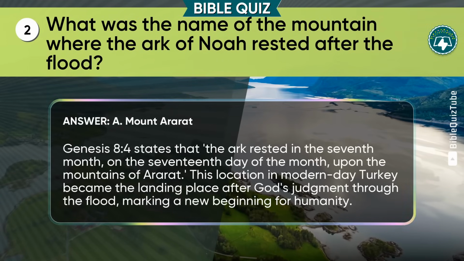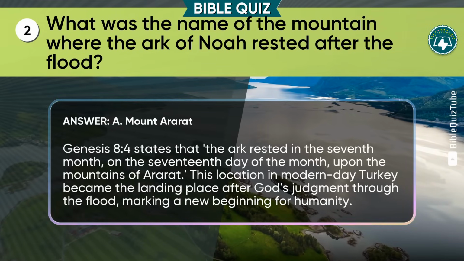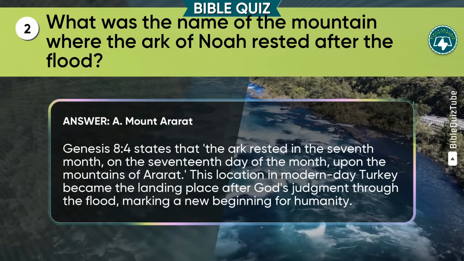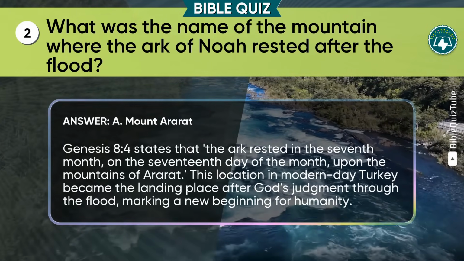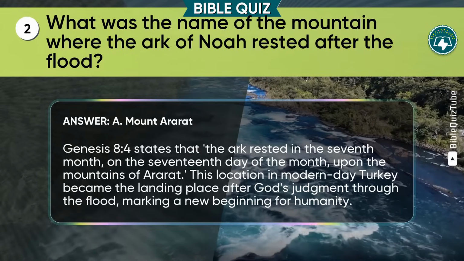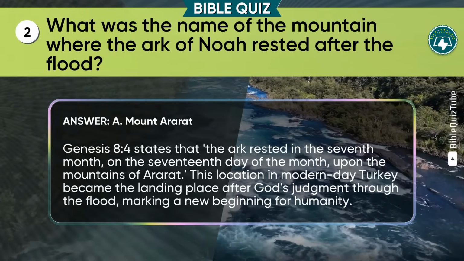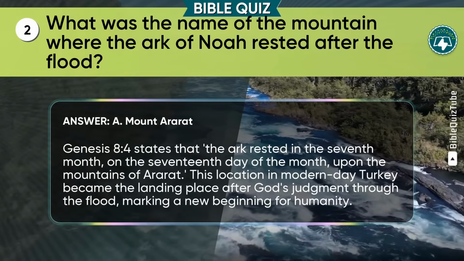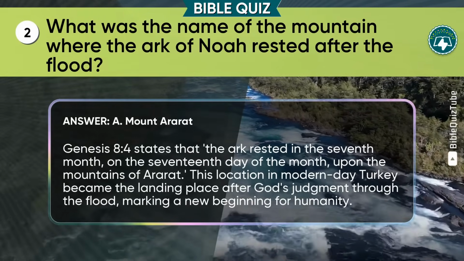The explanation. Genesis chapter 8 verse 4 states that the ark rested in the 7th month, on the 17th day of the month, upon the mountains of Ararat. This location in modern-day Turkey became the landing place after God's judgment through the flood, marking a new beginning for humanity.